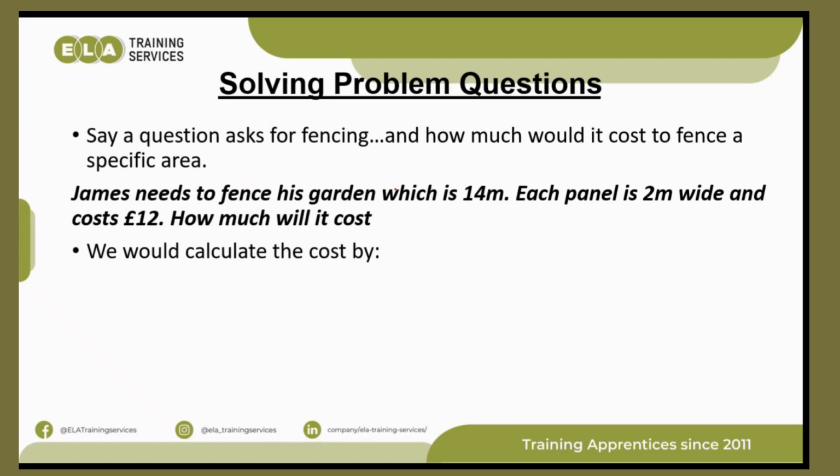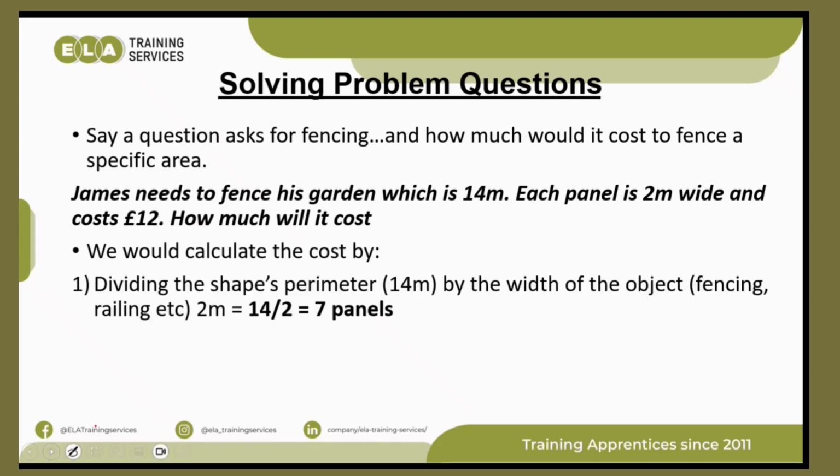So we calculate this by working out the shape's perimeter and then dividing it by the width. Now we know here that the perimeter is 14, but if we didn't, we would add all the sides together. So we're going to divide 14 by the width of the object. That might be fence panels, hedging, or gating. Here it's 2 meters wide, so 14 divided by 2 tells you how many panels. So James needs to use 7 panels to fit around his garden.